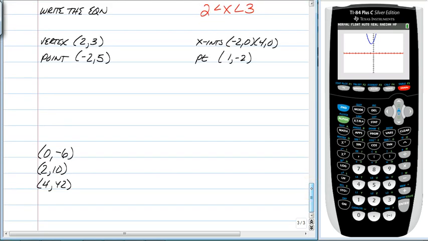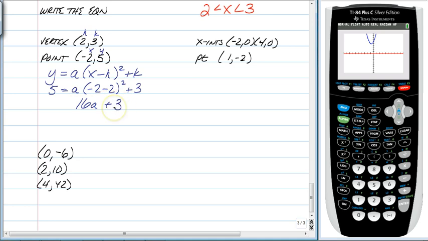Almost done here. Write the equation. So the vertex, so you're going to use vertex form. That's y is equal to a times x minus h squared plus k. We know our vertex is h and k. Our point is x and y. So 5 is equal to a times negative 2 minus 2 squared plus 3. Negative 2 minus 2 is a negative 4 squared is 16a plus 3. Do not ever call that 19a. Subtract your 3. 2 is equal to 16a. So a is equal to 1/8.